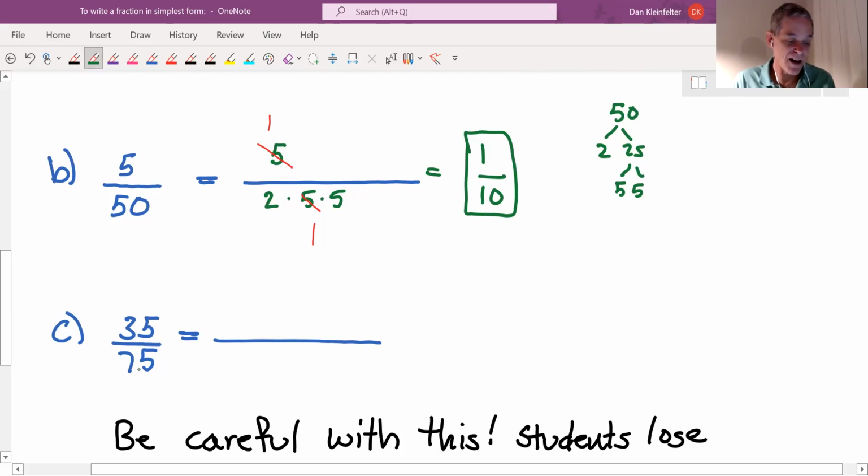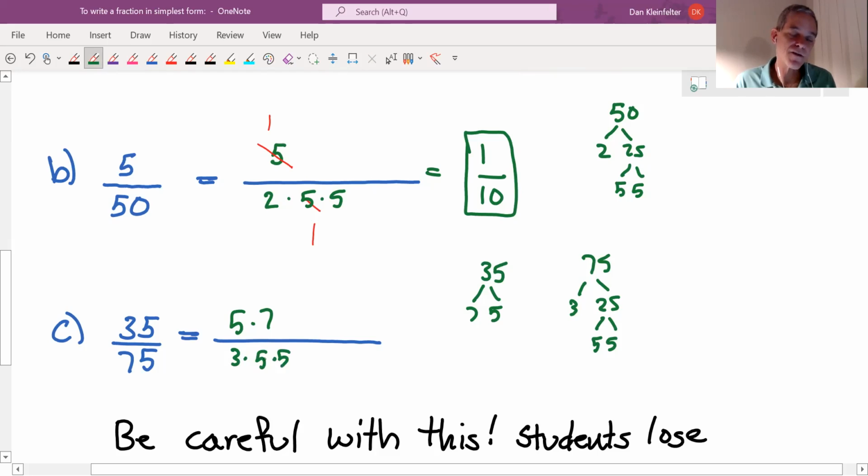So we have 35/75. So we need to find the factorization first of 35. So 35 is 7 times 5. I like to write my numbers in ascending order. That's why I put 5 times 7. 75 is 3 times 25, and 25 is 5 times 5. So we have factors of 3, 5, and 5.